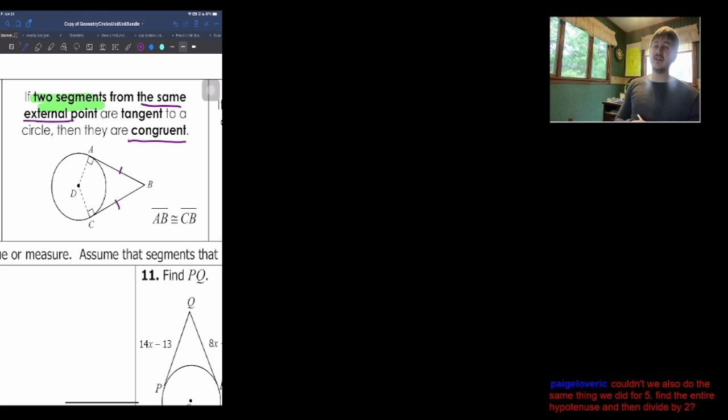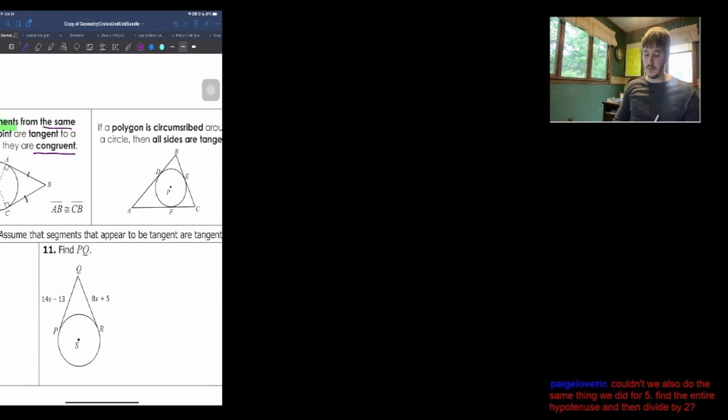So that is what this idea is saying. If you have an external point outside the circle, you draw both tangents to the circle, those line segments are going to be congruent to each other. So it says right here that AB is congruent to CB.